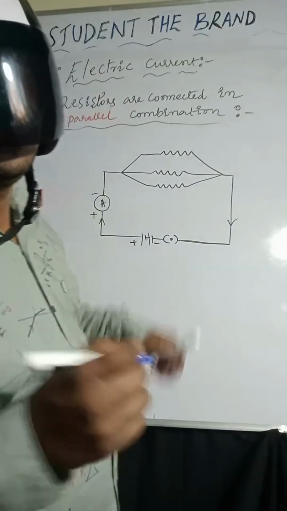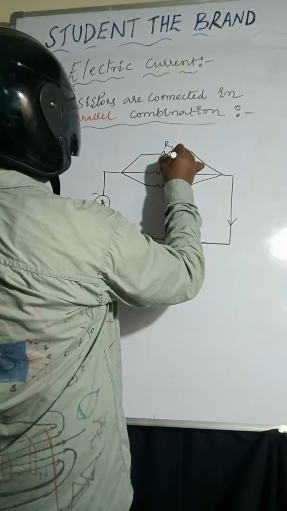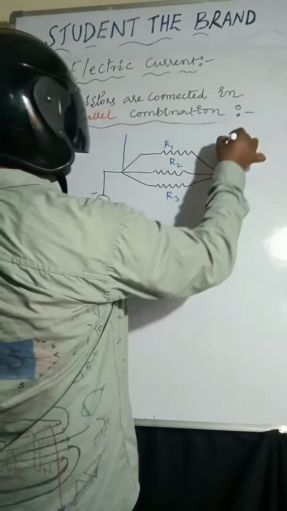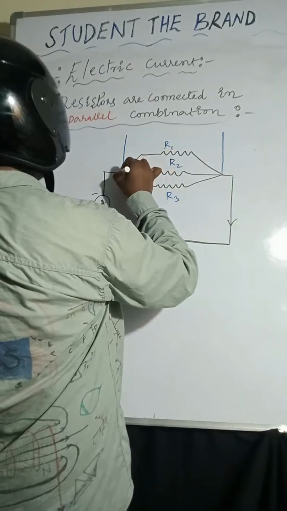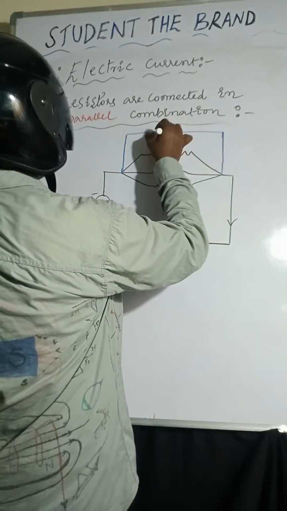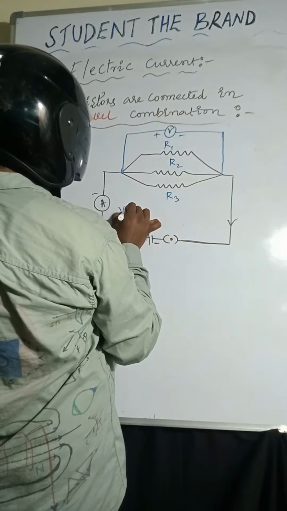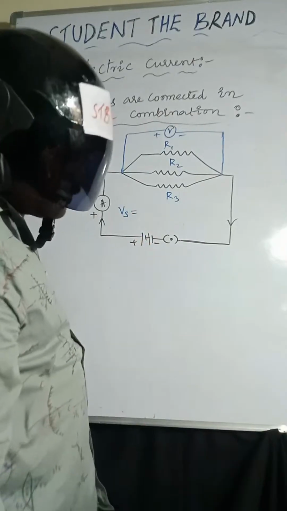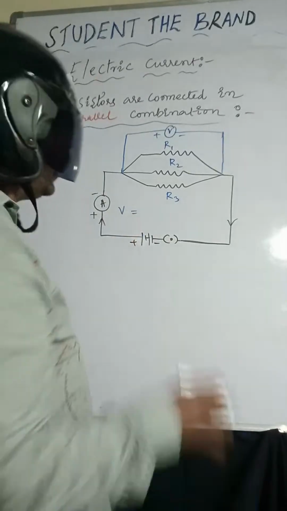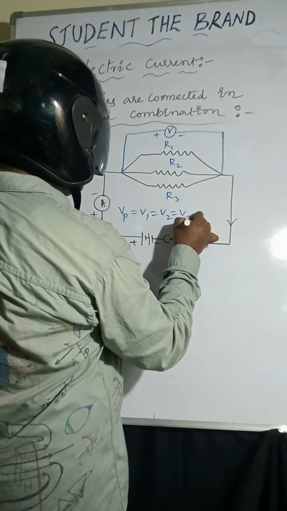Okay, so now you can see here, current starts flowing through R1, R2 and R3. So I'm connecting here. Okay, so V I am taking here. So potential difference Vs equals Vp. So potential difference is the same in parallel combination. That's why Vp equals V1 equals V2 equals V3 equals V.